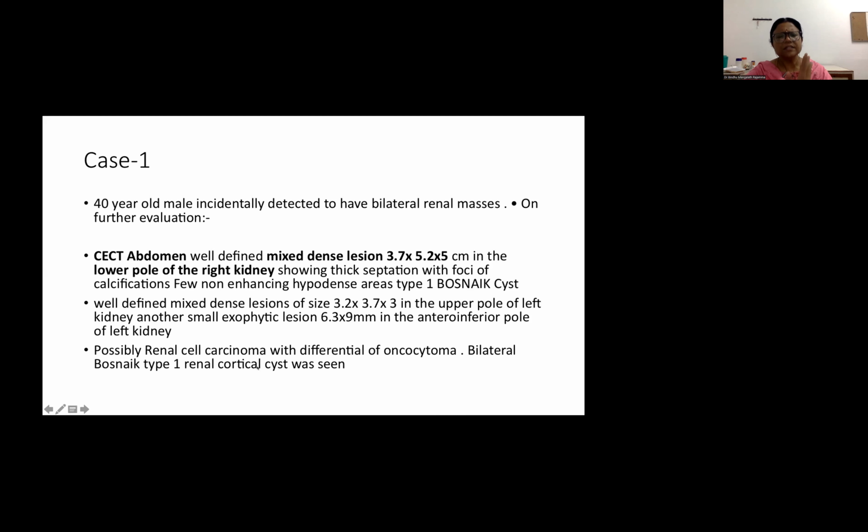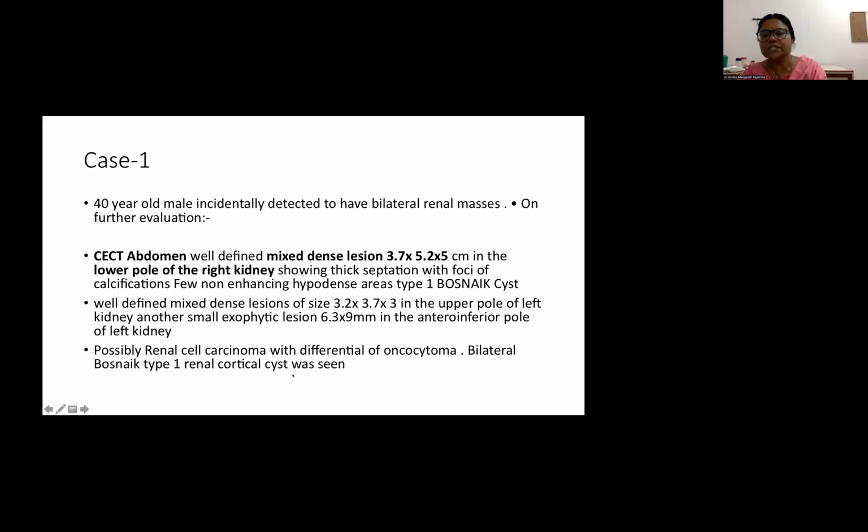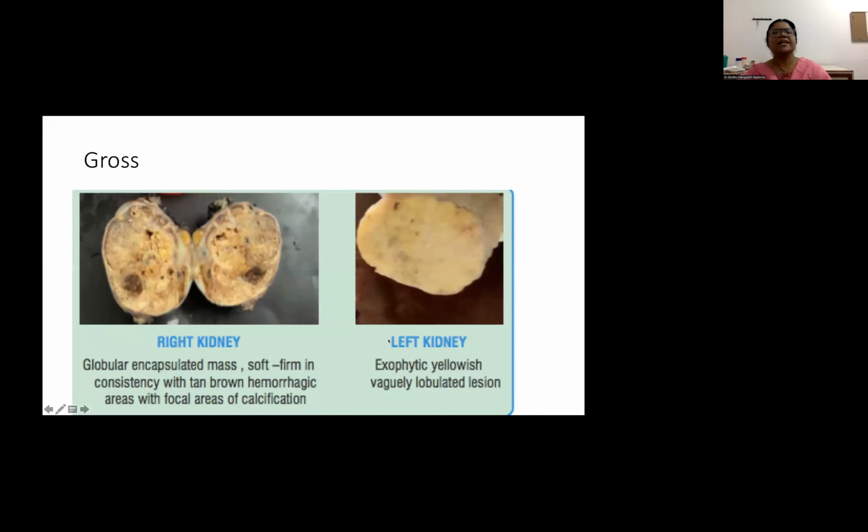Because of the radiological characteristics of the tumor, the radiological possibility given was that of an oncocytoma. As part of the preoperative workup, the patient also had a CT chest, which showed multiple thin-walled cysts in both lobes of the lung, predominantly involving the lower lobes. The patient underwent a radical nephrectomy on the right side and a partial nephrectomy on the left side.